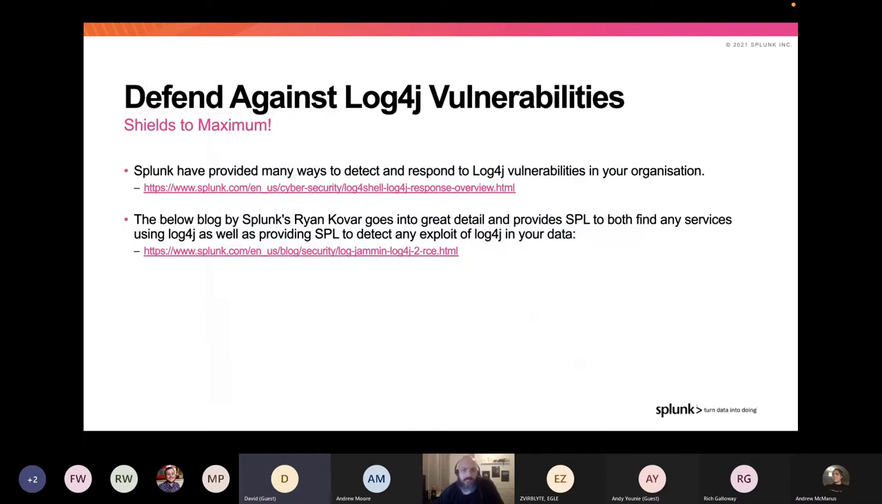So defending against it, obviously the documentation again is really good. Actually, I had quite a few good Splunk documents or blogs to read on how to both detect and respond to vulnerabilities.